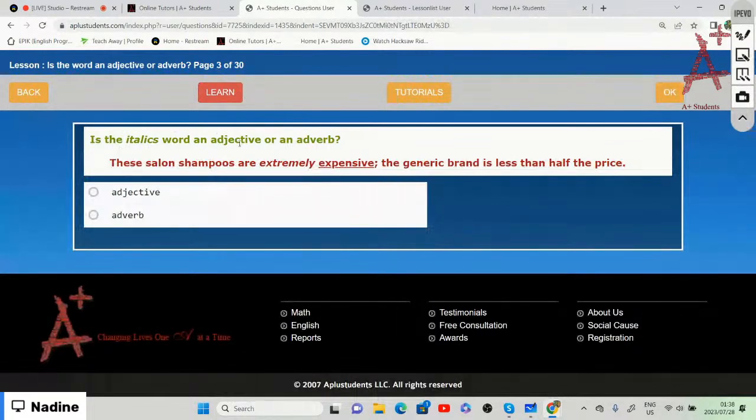These salon shampoos are extremely expensive. The generic brand is less than half the price. So extremely expensive. We need to say if the word extremely is either an adjective or an adverb.